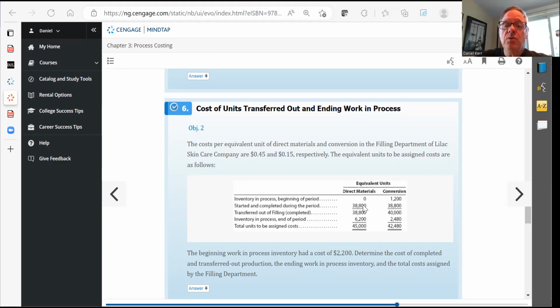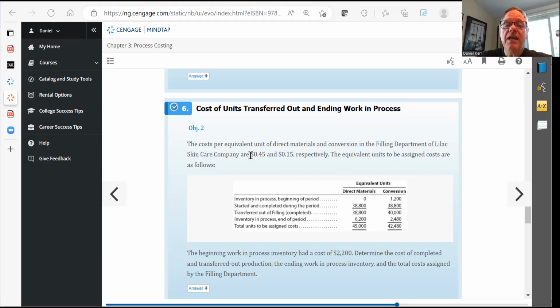So with regard to work done this period, there were 0 equivalent units of direct materials. There's 1,200 units with regard to conversion costs. There were 38,000 units that were started and completed this period. The total amount transferred to the next department, the filling department, was 38,000 for materials and 40,000 for conversion costs. And on the ending inventory, we had 6,200 equivalent units for materials, and we had 2,480 equivalent units with regard to conversion costs.